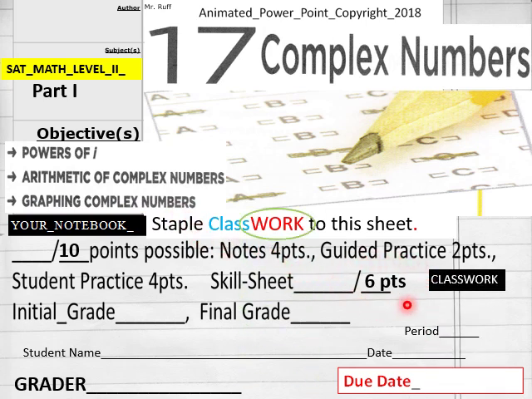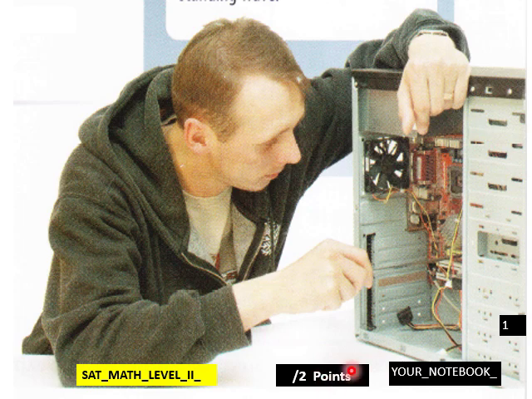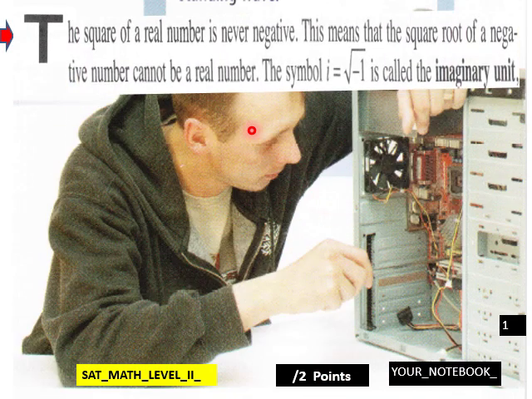And you have 6 points on your classwork sheet. Name, date, period for students in my class; for online and homeschoolers, put your due date here. And we go right into slide number 1, page 1.